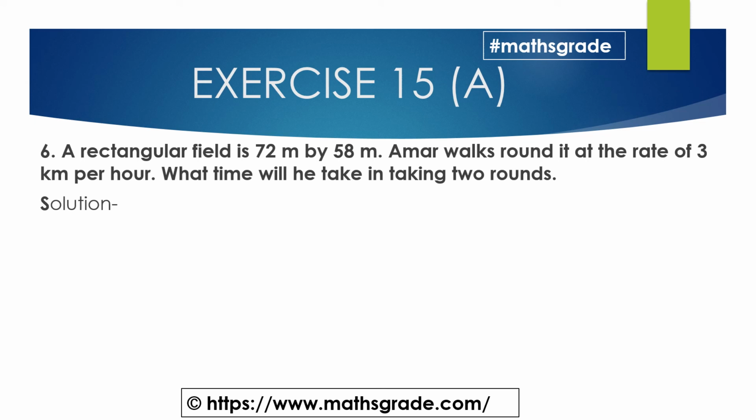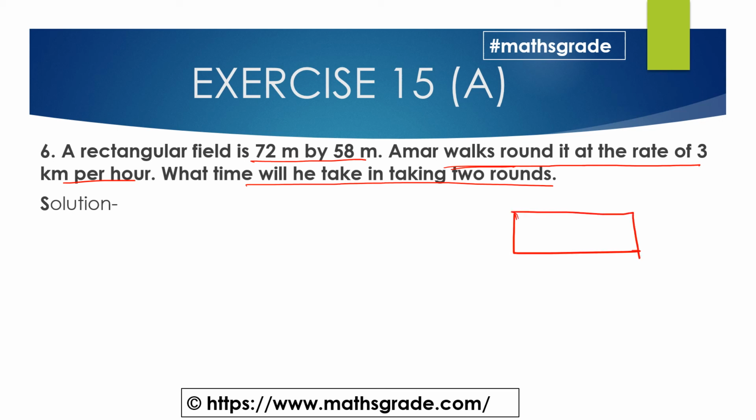Now we solve question number 6. A rectangular field is 72 meter by 58 meter. Amar walks around it at the rate of 3 km per hour. What time will he take in taking 2 rounds? This is a rectangular field having a length of 72 meter. Opposite sides are equal, so the other length is 72 meter, and the breadth is 58 meter, so the other breadth is also 58 meter.